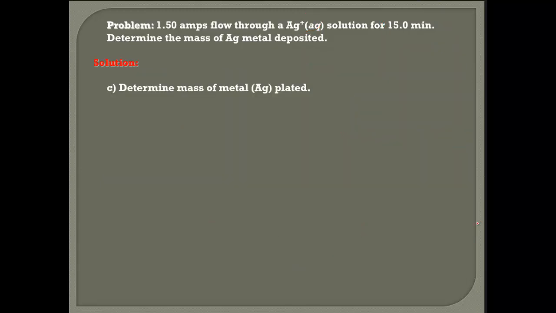From here we can determine the mass of silver that we need for that. So if we know we have 0.0140 moles of electrons, for every 1 mole of electrons, we need 1 mole of silver. And for every 1 mole of silver, we need 108 grams per mole. And we got that from the periodic table. Multiply that out, and it comes out to be 1.51 grams.